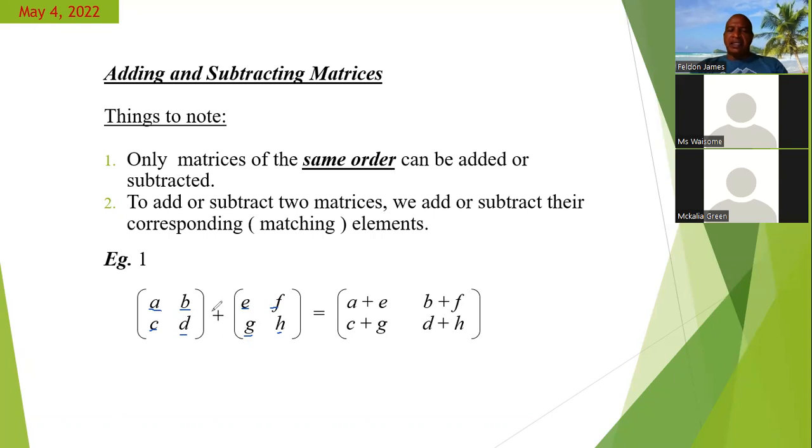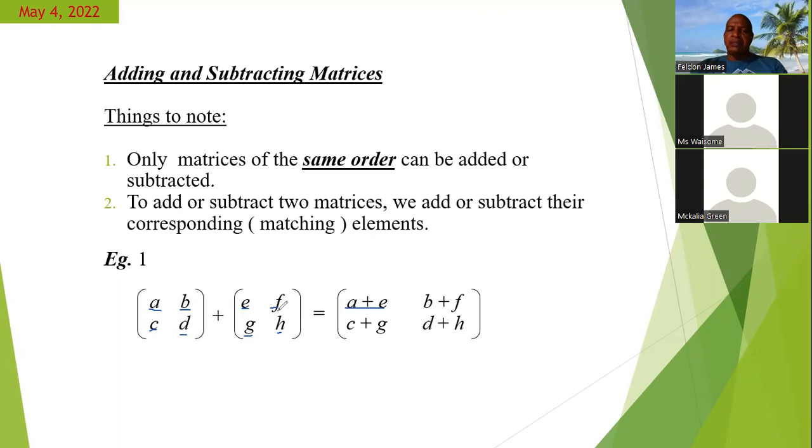And we can clearly see why we say that these are corresponding elements, because they occupy the same position in both matrices. So when we are adding, we are only adding the corresponding elements. So when we're adding here now, we're adding A plus E to give you the first element in the result. So we're adding corresponding elements.